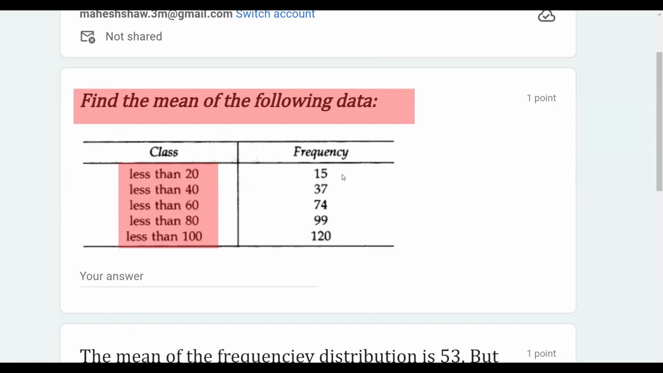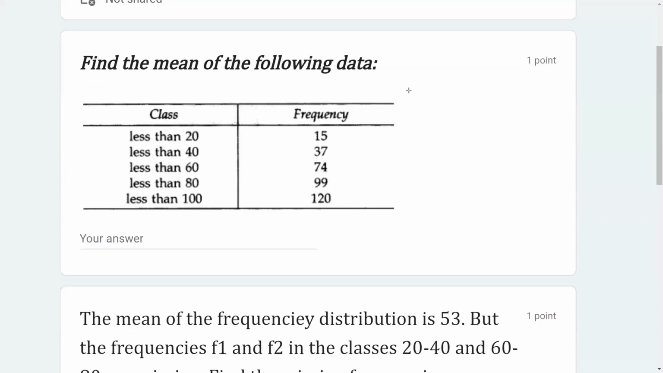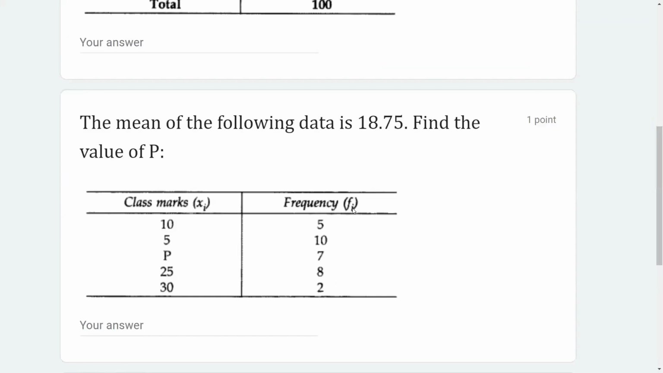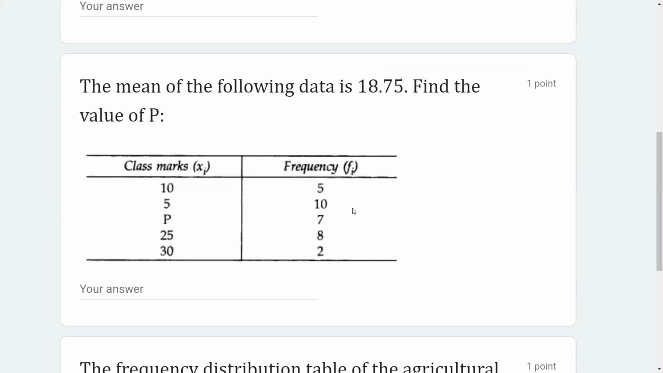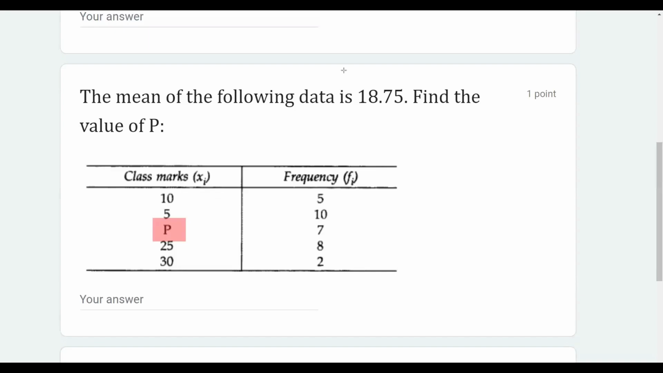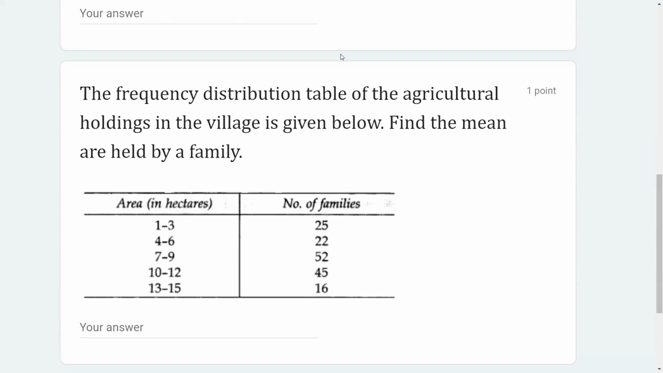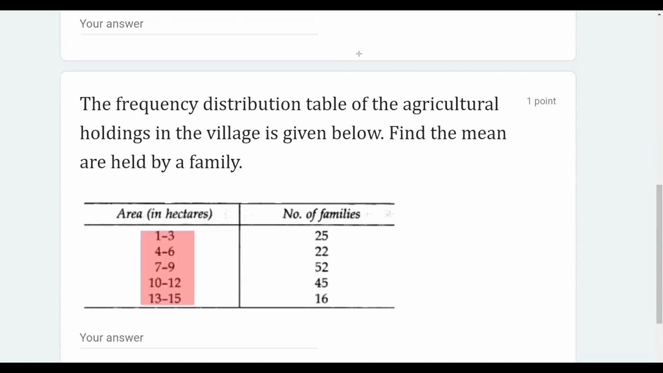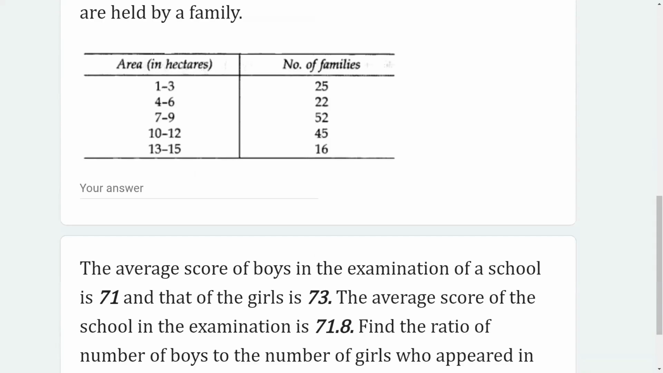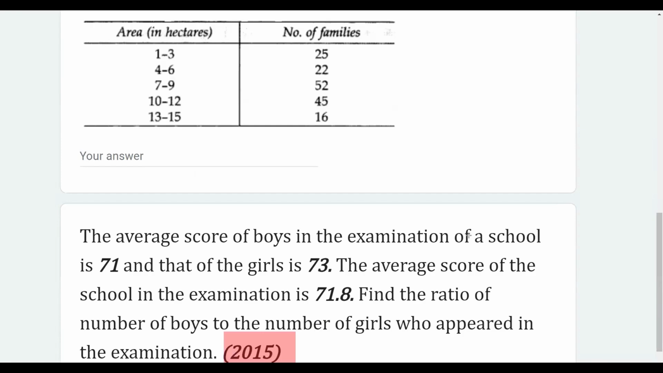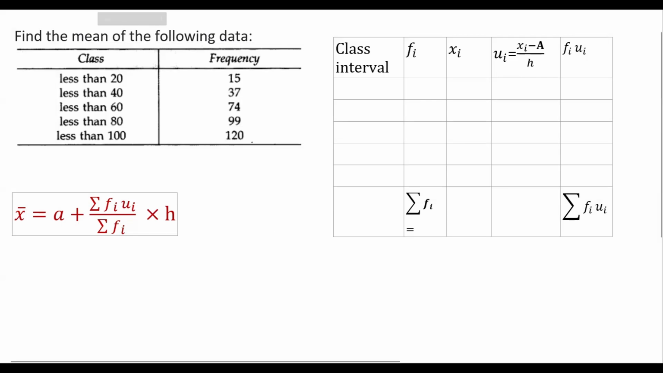The second one is when the mean is given, but two of the frequencies are missing. The third, where one of the class marks is missing. And the fourth one, when the class interval data is not continuous. And the fifth, a kind of word problem, which was tested in the year 2015. So let's begin with the first question.